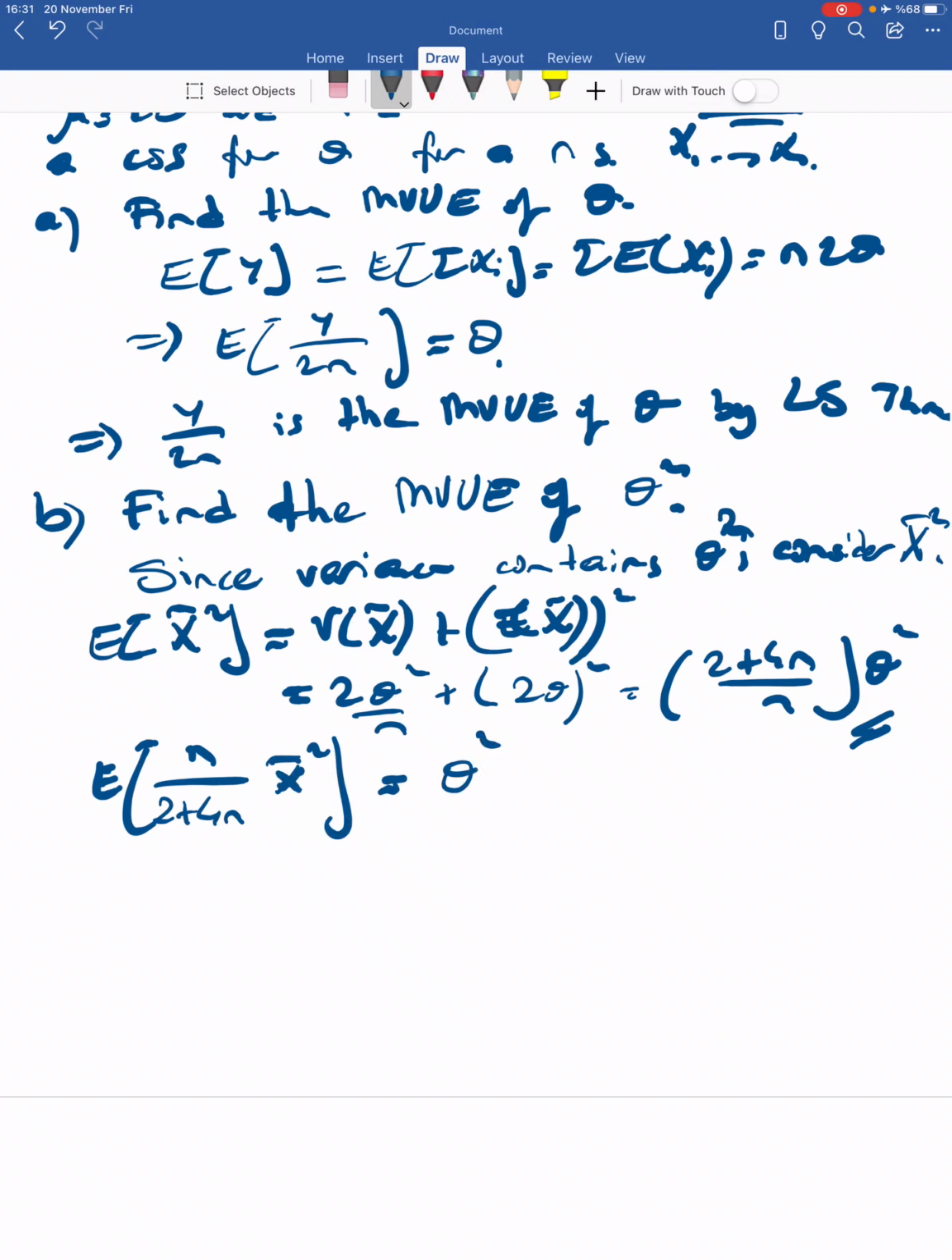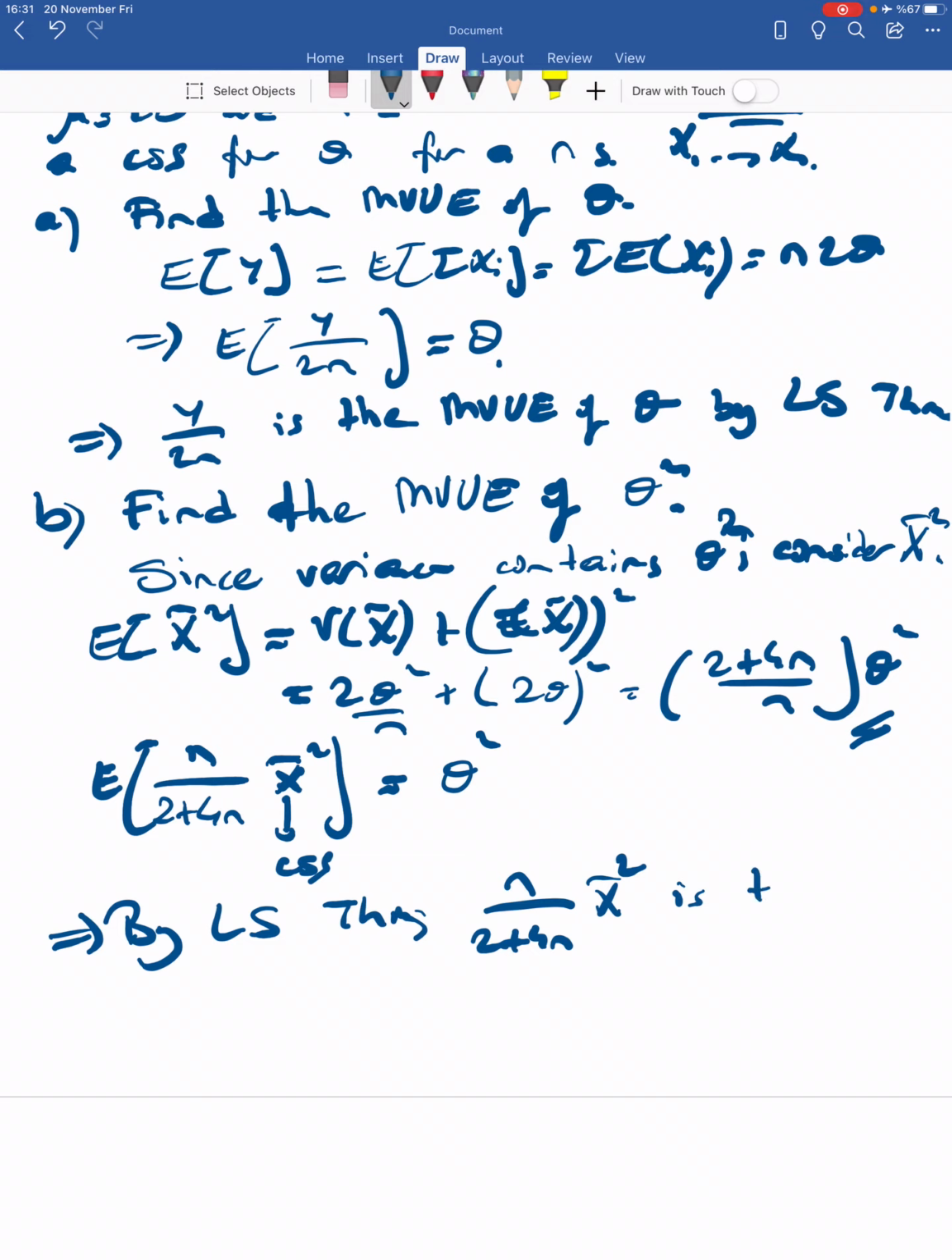Now, x bar is a complete sufficient statistic. So we find the unbiased estimator of theta square as a function of a complete sufficient statistic. So by the Lehmann-Scheffé theorem, we again say that n over (2 plus 4n) times x bar square is the minimum variance unbiased estimator of theta square.